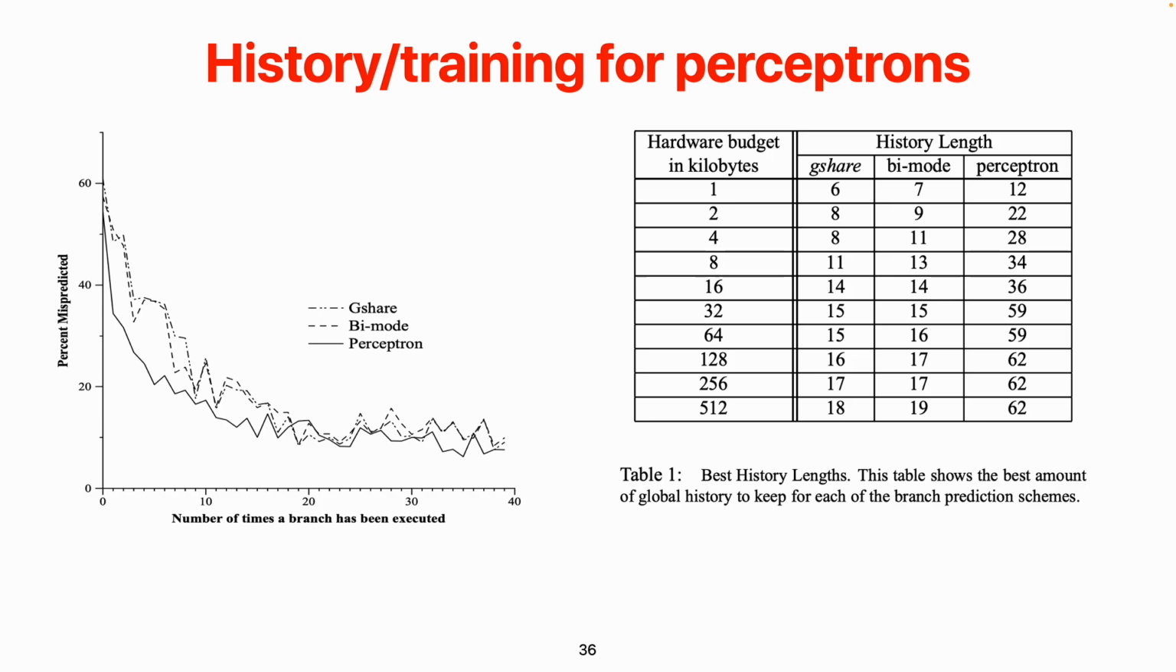Okay, this is regarding the training rate. This is telling you how much time it takes to train a perceptron. The horizontal axis is the number of times the branch has been executed. The vertical axis is the percentage of mispredictions. And based on the paper, it tells you the perceptron predictor is saturated at about the same time as the bimodal predictor, the two-bit predictor. So what does that mean? It doesn't take longer to train.